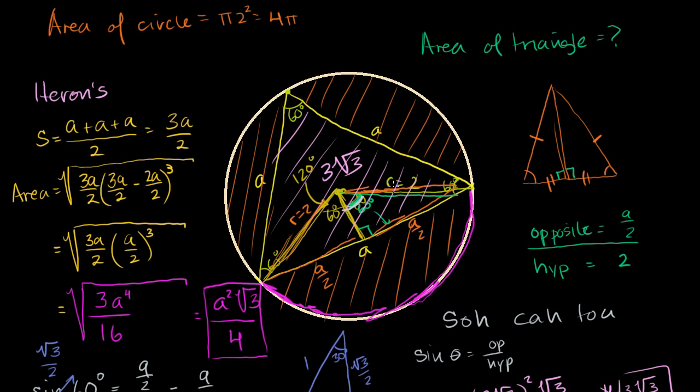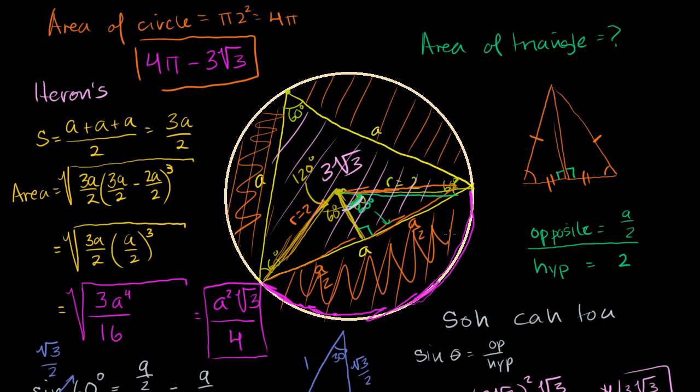Now, to go back to what this question was all about, the area of this orange area outside of the triangle and inside of the circle, well, the area of our circle is 4 pi. And from that, we subtract the area of the triangle, 3 square roots of 3, and we are done. This is our answer. This is the area of this orange region right there.